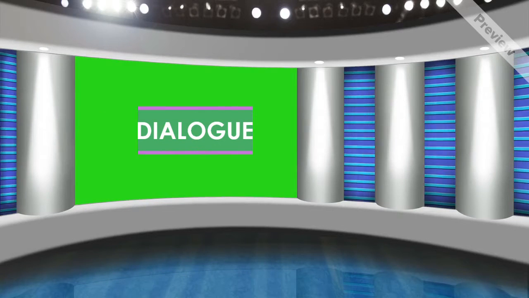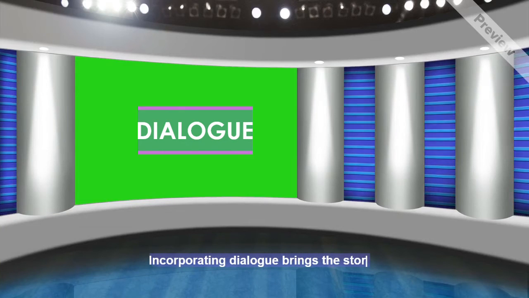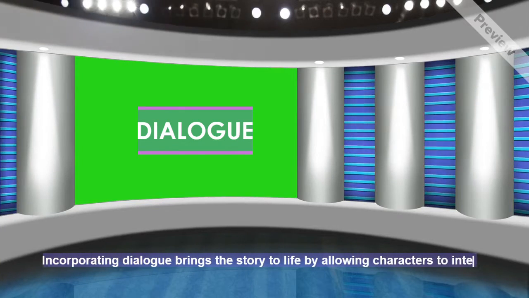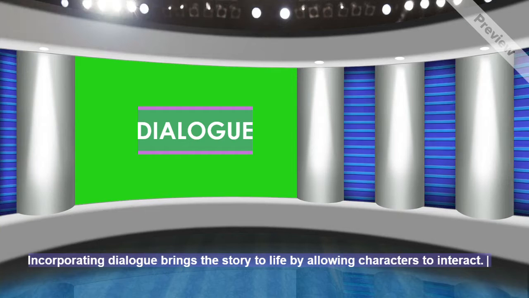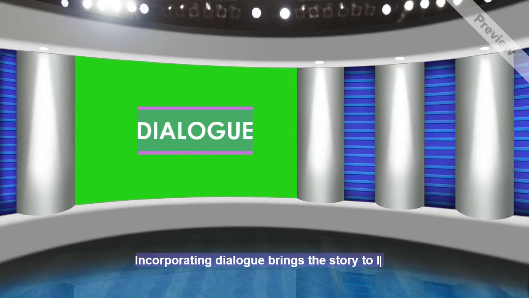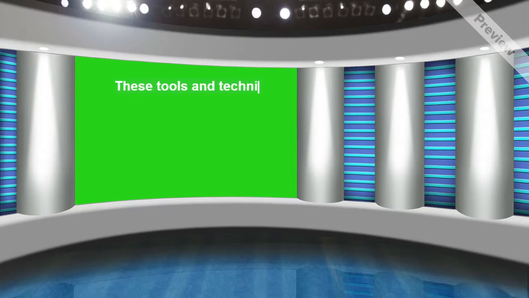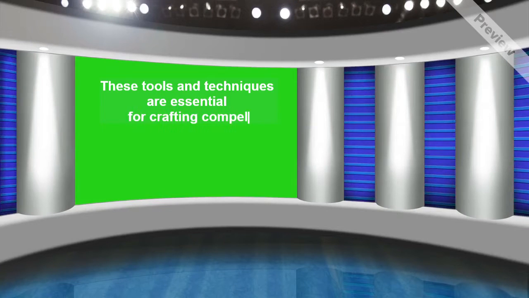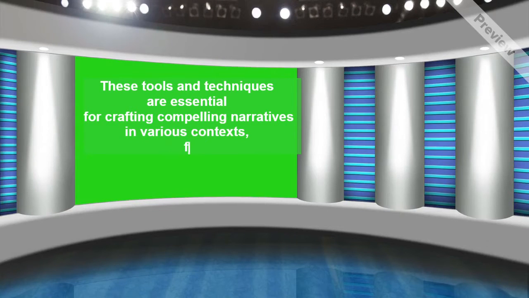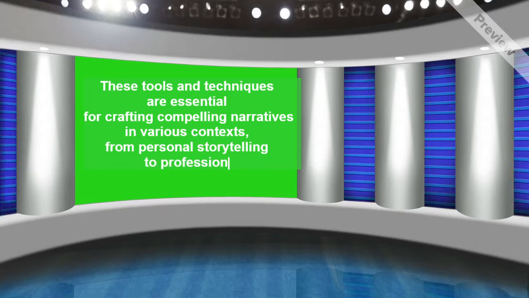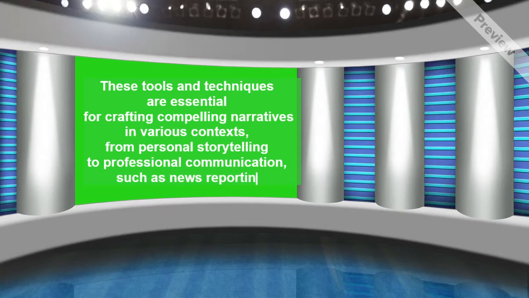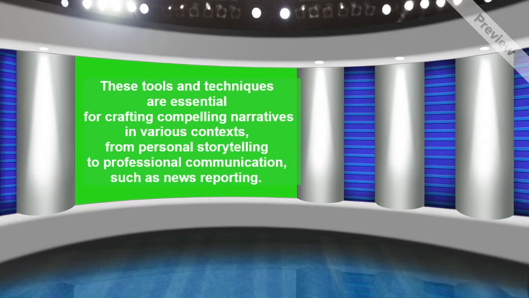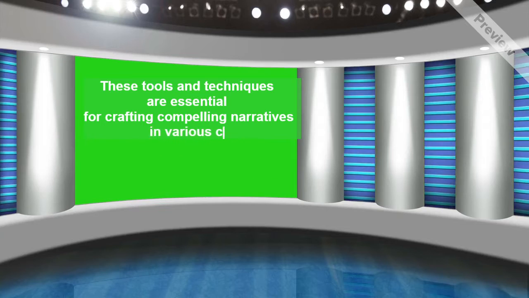And 6. Dialogue. Incorporating dialogue brings the story to life by allowing characters to interact. Dialogue also reveals information about the characters and advances the plot. These tools and techniques are essential for crafting compelling narratives in various contexts, from personal storytelling to professional communication, such as news reporting.